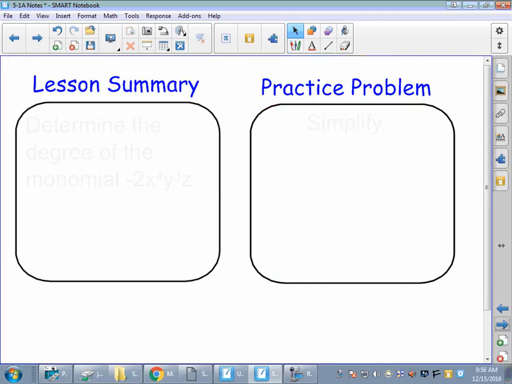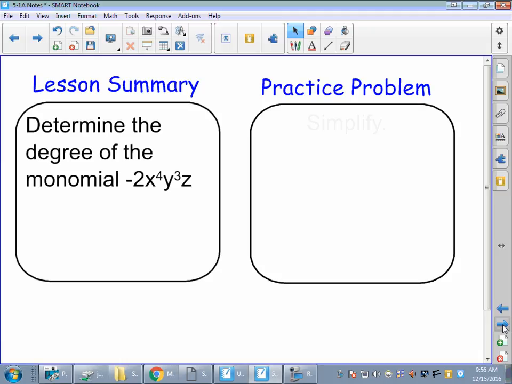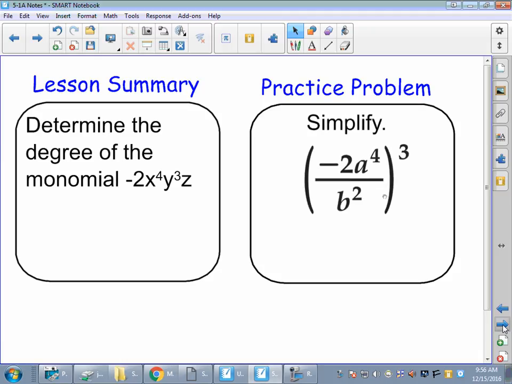All right, so what I need from you is for you to determine the degree of that monomial, and then I want you to simplify that fraction, and we'll go over the different ways, and it'll be a good discussion for us when we get into class.